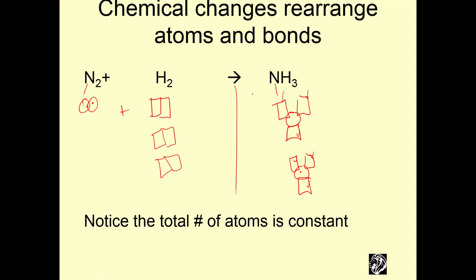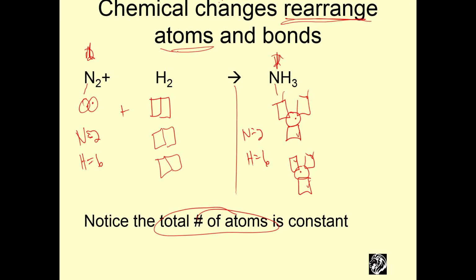So now my total number of atoms here, I have two N's. I'll write it this way, the way we're going to write it later. N equals 2, H equals 6. And over here, the circles, N equals 2, H equals 6. The total number of atoms is constant. N is 2, H is 6. So the number of atoms is constant. And we have rearranged the atoms and we've rearranged the bonds. Originally N was bonded to N, now N is bonded to H. Originally H was bonded to H, now H is bonded to N.